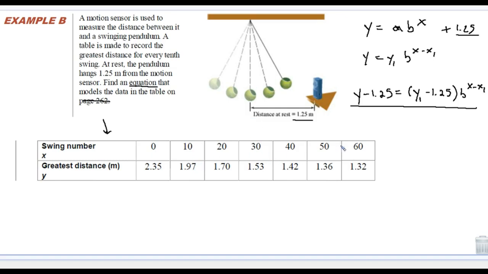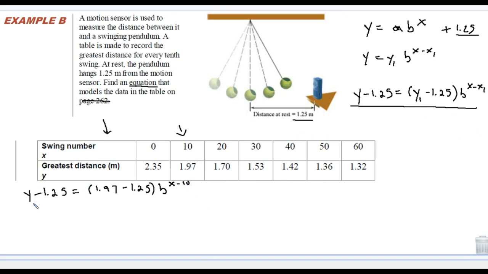Does it matter which ones we pick? No, but we want to try and see if we can get the b value to be either the same for all of them or some representative number of all of them. So what I'm going to do first is use this point right here, the point 10, 1.97. We're going to plug them in, and I think I am going to do it right over here. So we can say y minus 1.25 equals my y value, which is 1.97 minus 1.25, times b to the x minus x1, and x1 is 10.